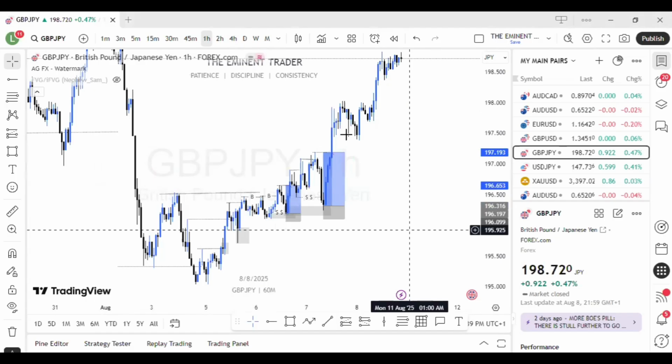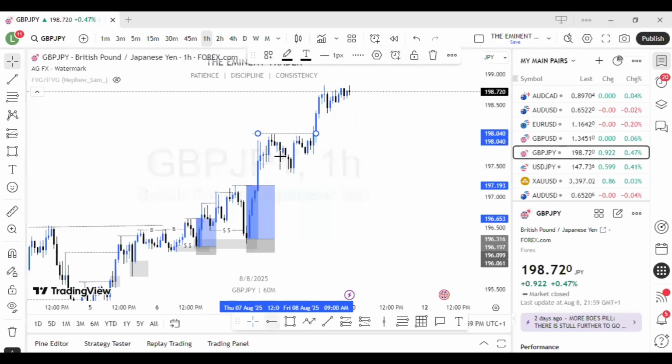All right, you can see it now. Okay, so the trend has changed bullish. So what are we looking for? Only buys. And this is unmitigated.